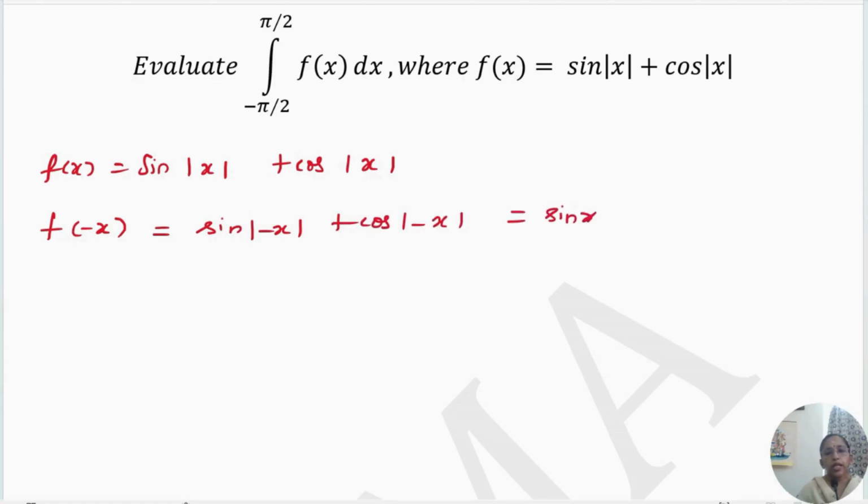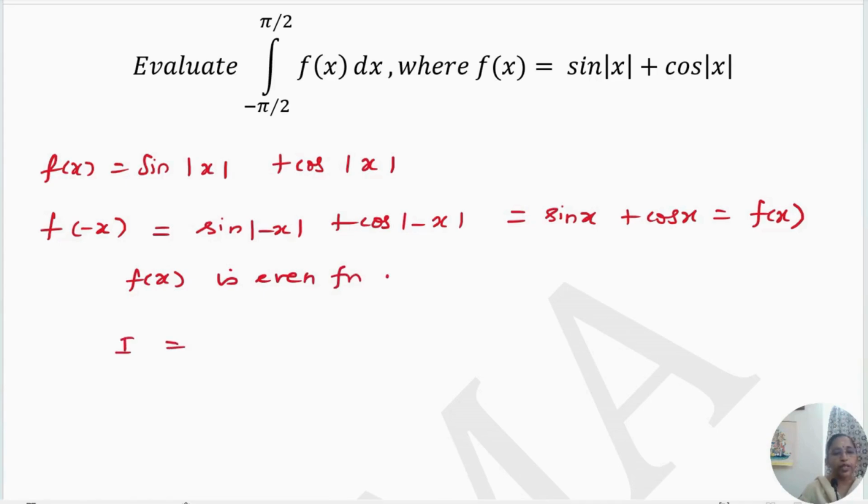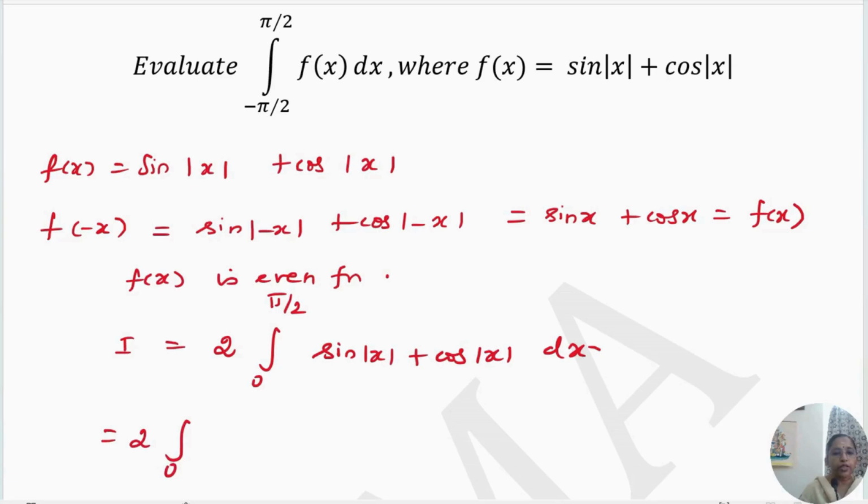So this will be sin x plus cos x. This is simply similar to our given function f of x. So our f of x is an even function. So in the case of an even function, we can write our integration as 2 times the integration from 0 to pi by 2 of sine of modulus of x plus cos of modulus of x dx. And in the interval 0 to pi by 2, both sine and cos are positive. So we can write 0 to pi by 2 sine x plus cos x dx.